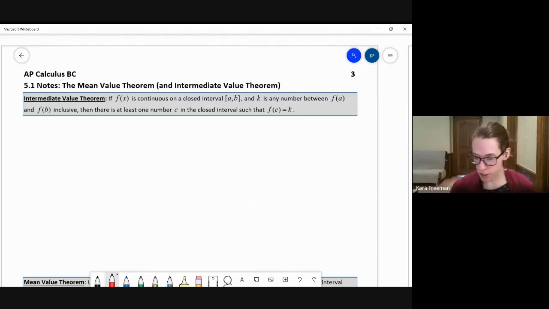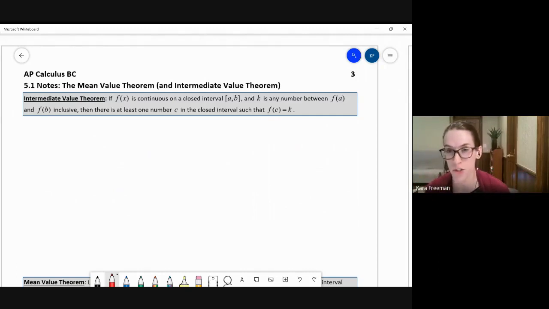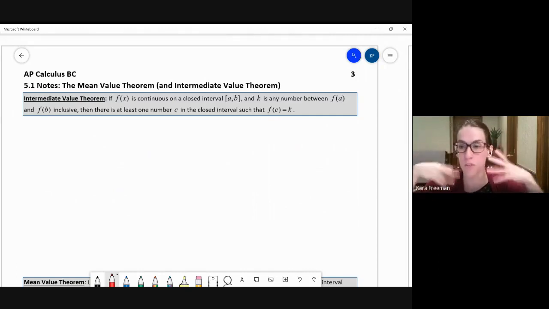It says if f is continuous on a closed interval. So part of this is just learning how to read these theorems. As you get into higher level math, you're going to see a lot of theorems. And at first, when you read them, you're like, what the heck did that just say? So you've got to figure out what this math language is saying. And that takes skill. That takes time to learn. All right, so here's the intermediate value theorem.